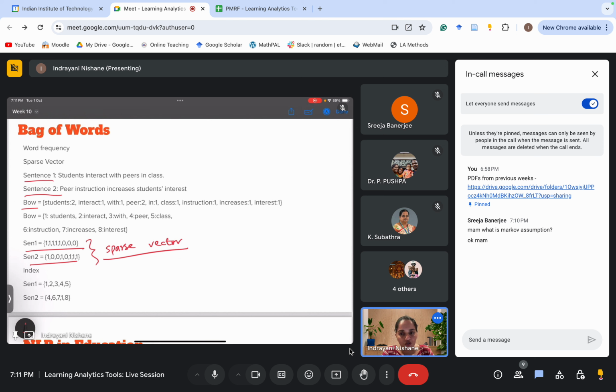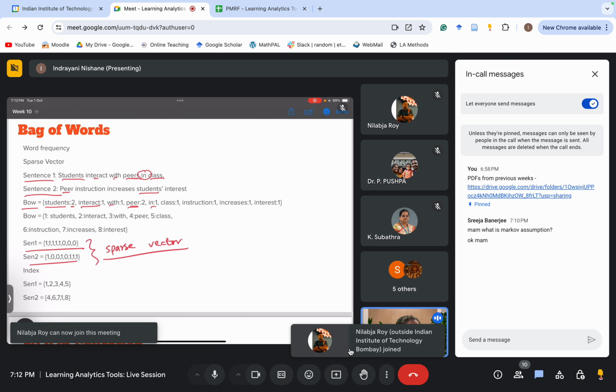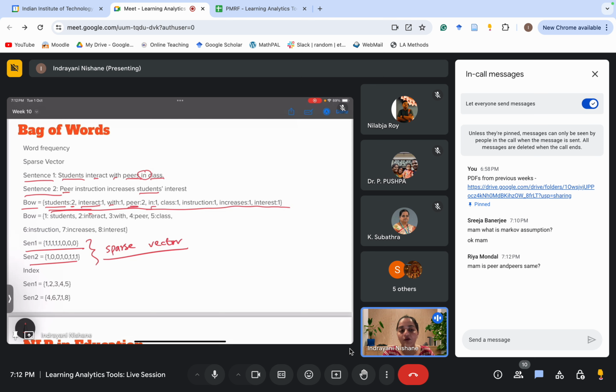Yeah. So we will write the word count. The word students has occurred twice, once here and once here. Interact has occurred only once over here. Then with, only once over here. Peer, here is peers and here is peers, so it has occurred twice. In is here once. Class just once here. And so we listed down all the words and how many times each word has occurred. So now we are going to index.